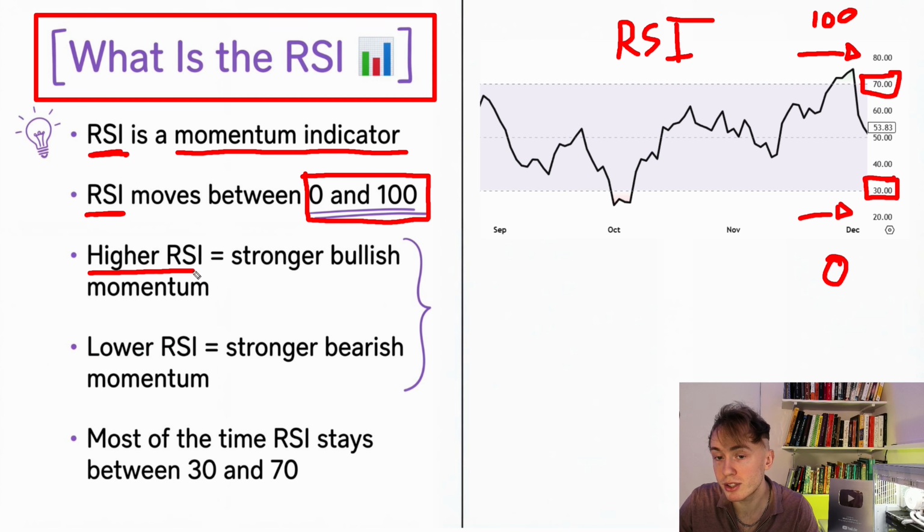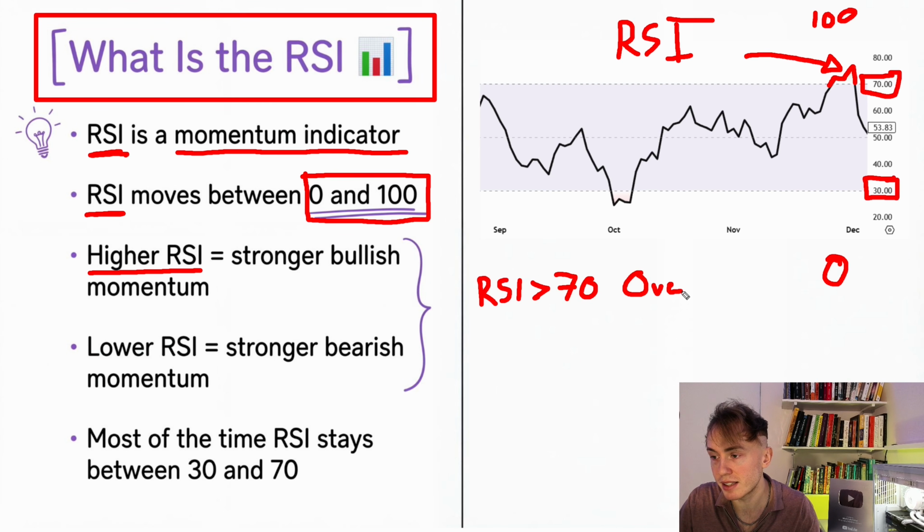Well, the higher the RSI, the stronger bullish momentum we have. For example, if you look up here, you can see that on this part right here the RSI is above 70. As a general rule, when the RSI is above 70, we say that we have strong bullish momentum. Another word for this is that when RSI is above 70, so we can write it like this, RSI is larger than 70, we say that the RSI is overbought.